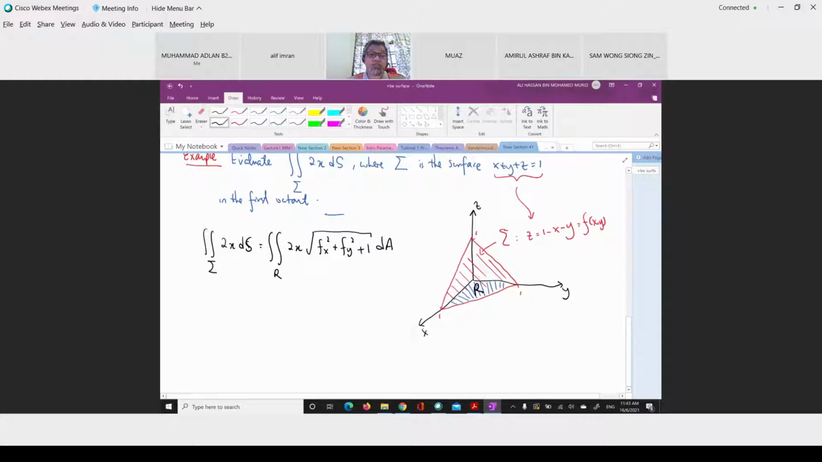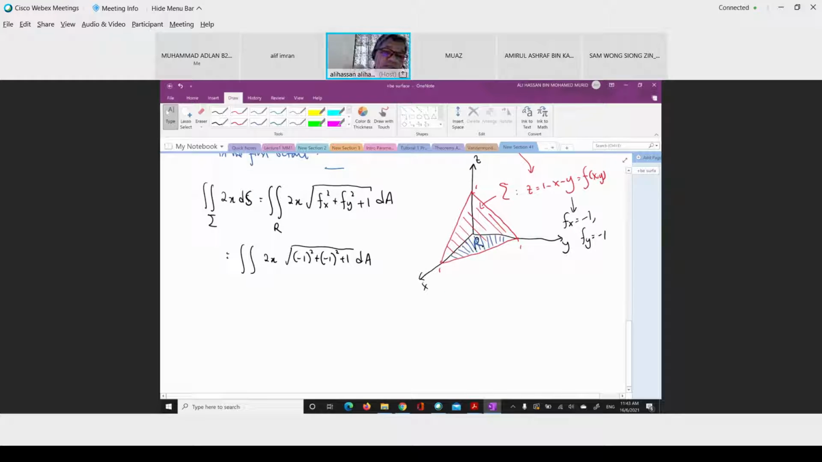So what is f partial x, f partial y here? Anybody? -1. From this equation, what is f partial x? -1, isn't it? And so is f partial y, it's also -1. So we have here (-1) squared plus (-1) squared plus 1. So it is just a constant 3, a square root 3.